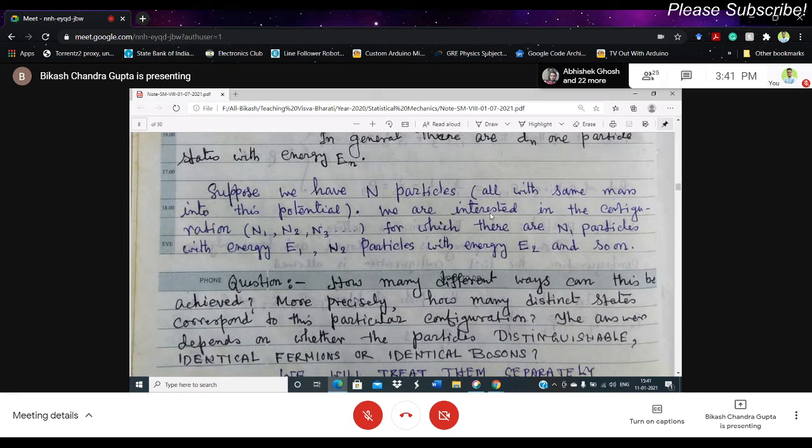Now we are interested in the configuration N1, N2, N3 and so on. What does this mean? This means that N1 particles are with energy E1, N2 particles are with energy E2, N3 particles are with energy E3, and so on.